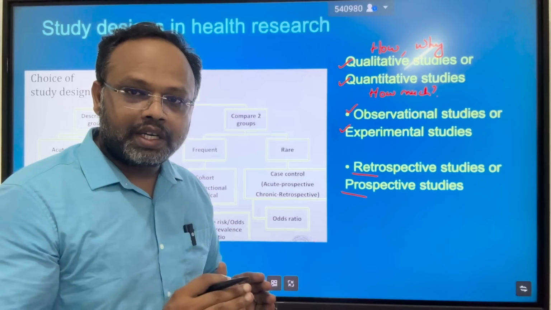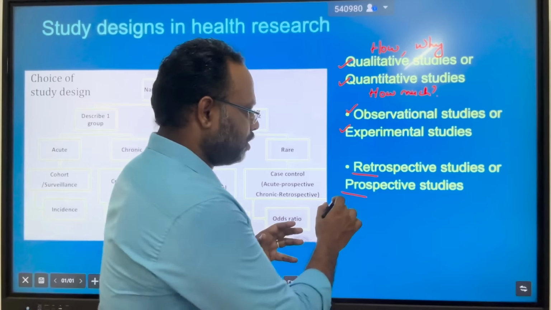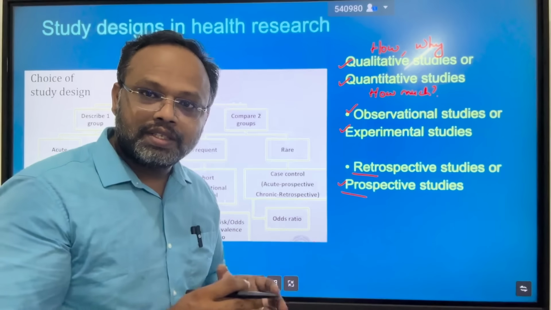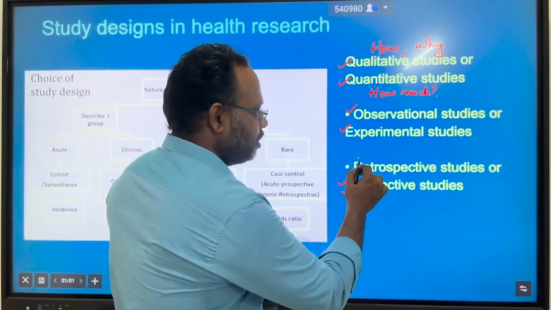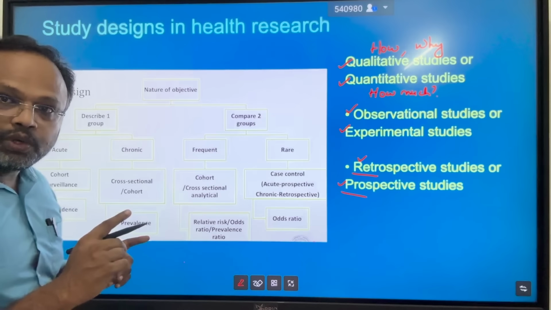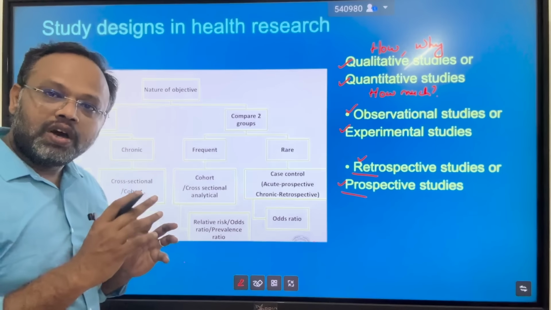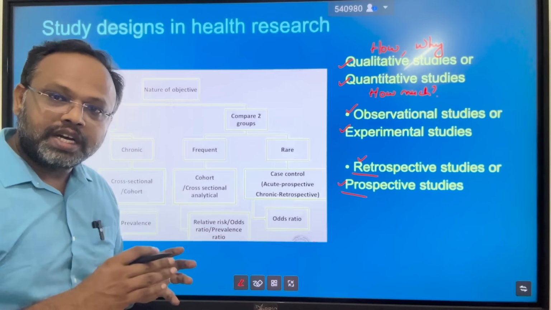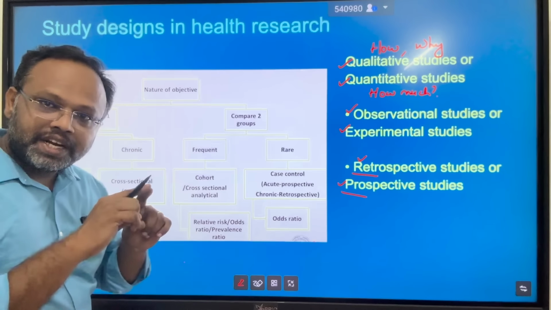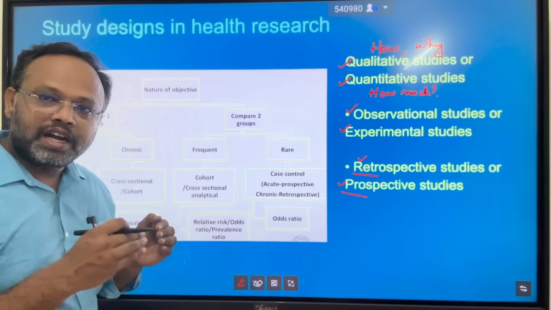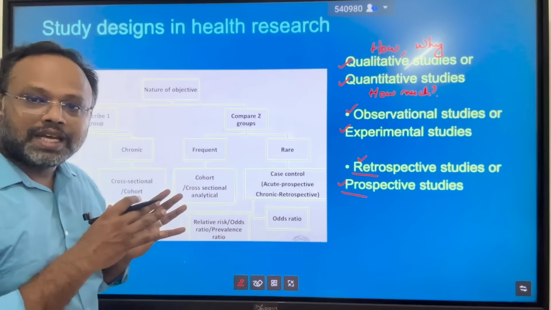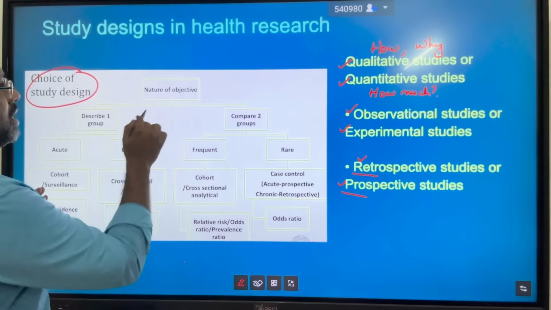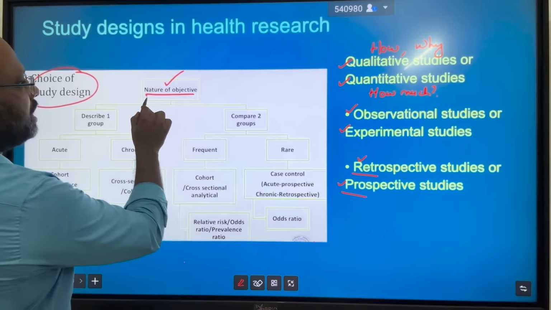If we have 2 contacts and we follow up the patient, that's called a prospective study. If we have 2 contacts, one right now, and we go back to the past, then that is called a retrospective or backward looking study. As I told earlier, the previous algorithms help us to name the study design correctly. That is, if we decide on the study design, to name it correctly, we use those algorithms. Now, this algorithm helps us to select the study design itself, based on the nature of the objective.